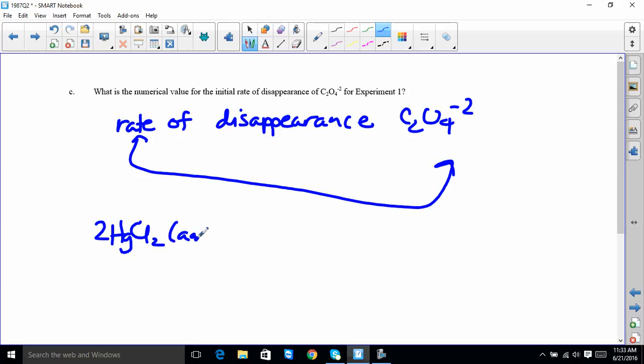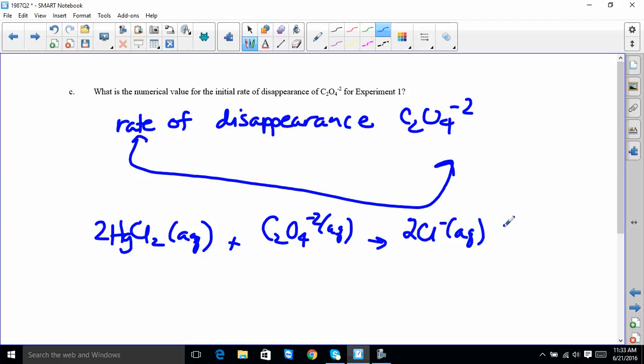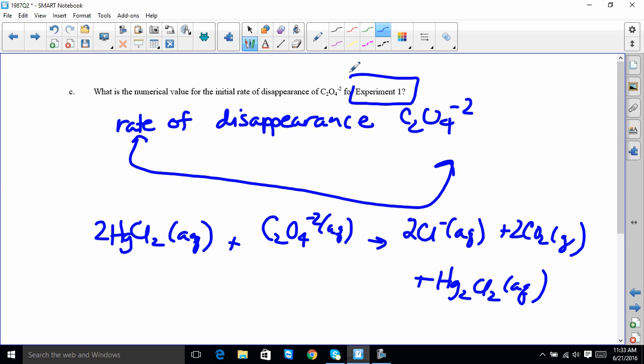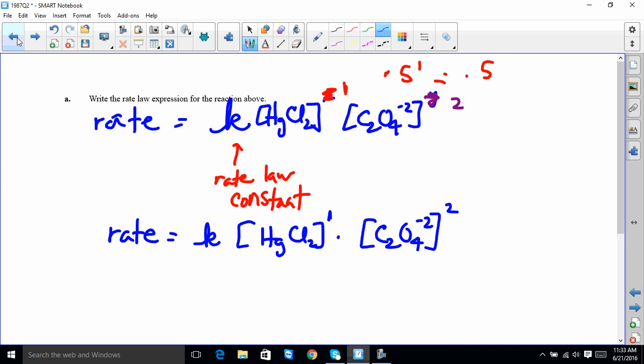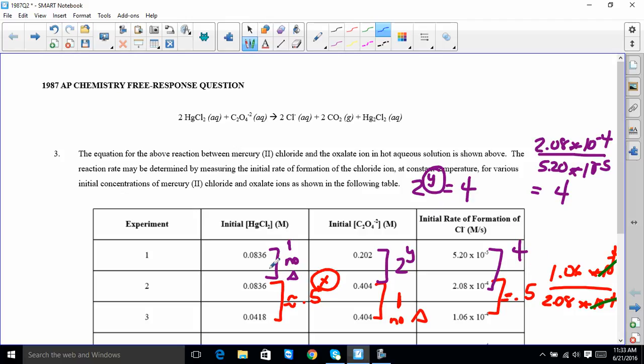So again, at the very top of the problem, it says 2HgCl2 aqueous plus C2O4 minus 2 aqueous goes to 2Cl minus aqueous plus 2CO2 gas plus Hg2Cl2 aqueous. Now the interesting thing is, in experiment 1, I'm going to go back and look at the rate. In experiment 1, the rate of formation was 5.20 times 10 to the negative fifth.